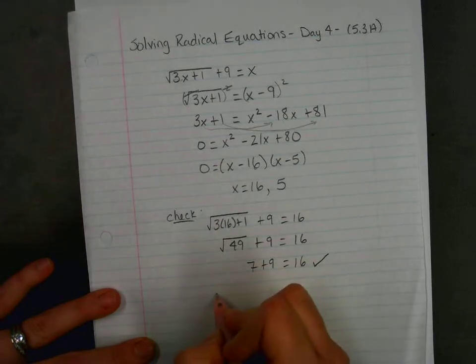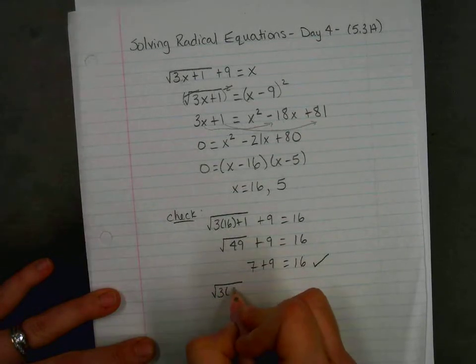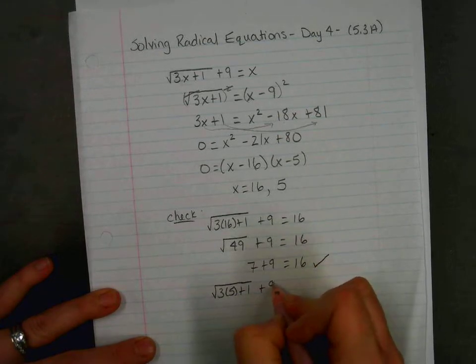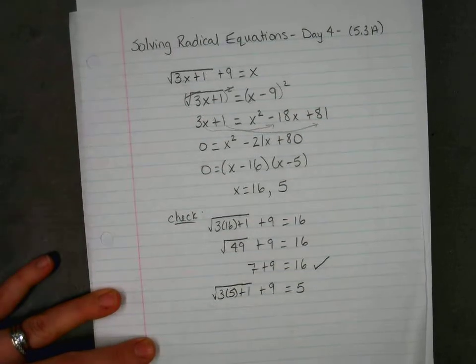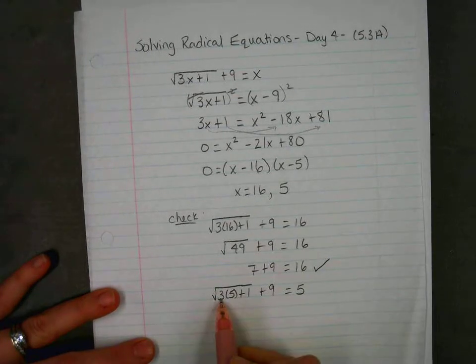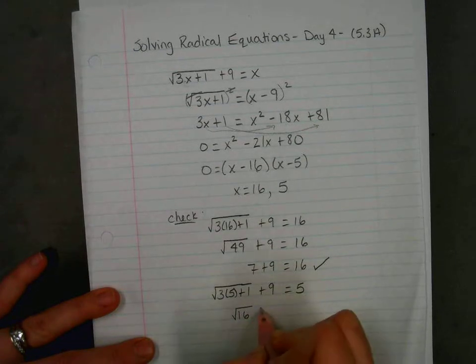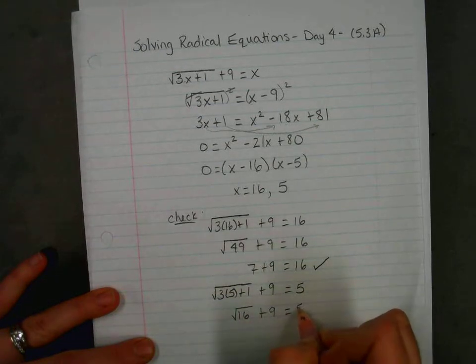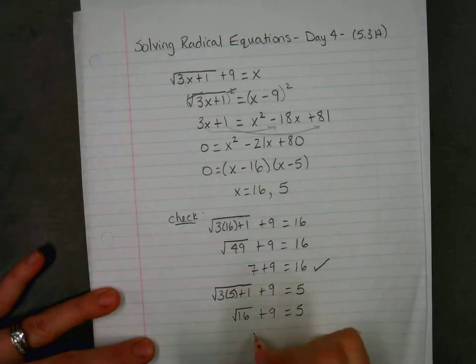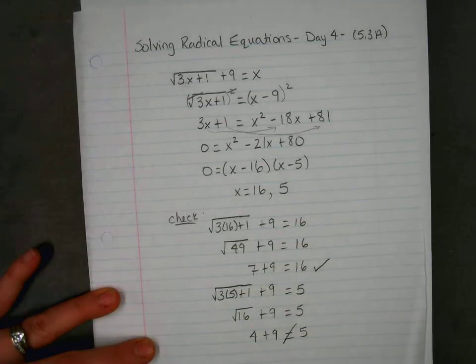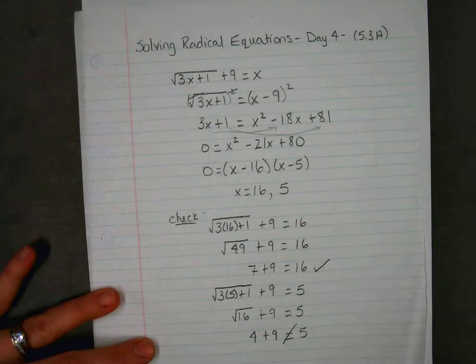I'm now going to check my second solution by substituting in a 5. And this should equate to 5. So 3 times 5 plus 1 would be 16, plus 9. The square root of 16 would give me 4 plus 9. This actually does not equate to 5. This essentially does not work.